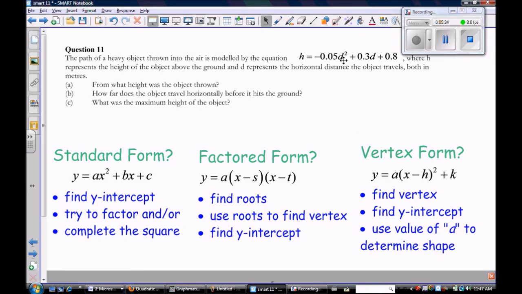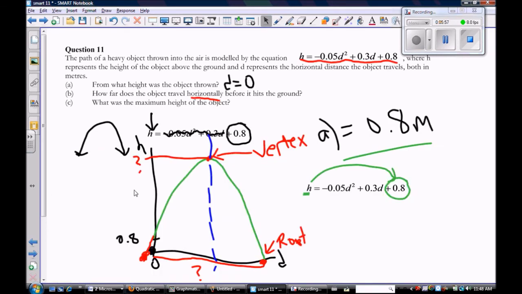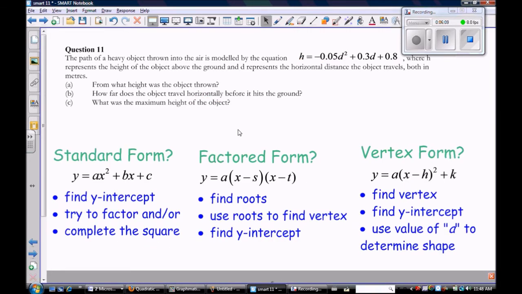This is in factored form. If you were given vertex form, you could very easily find the vertex. You could then find the y-intercept fairly easy. You could find the value of a to determine the shape. And that's good, but we weren't given vertex form. We were given, obviously, standard form. So the easiest thing to do in standard form is to find the y-intercept. Well, we did that already. That's what we did over here when we said, well, the y-intercept, or in this case, the h-intercept, is this constant value at 0.8. And then in the other videos, I said, other than that, standard form is kind of useless. And what you want to do is either factor it, if you can, or complete the square.